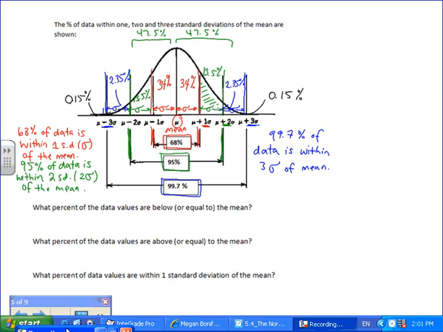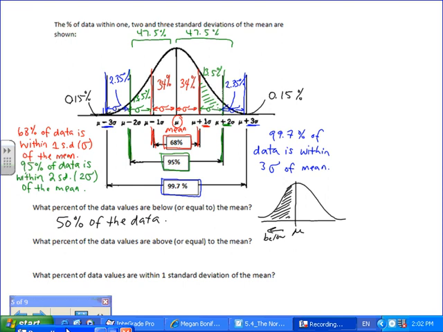So what percentage of the data values are below or equal to the mean? Well, what is that asking us? If I just quickly draw myself a bell curve, or I look at the one up top, I know the mean is right in the center. There's my line of symmetry. So how much data would be either equal to the mean or below it? Well, that would represent all the data going below, to the left. So that would represent all the data to the left of the mean, and that would be equal to half of my data. So 50% of my data is below or equal to the mean.